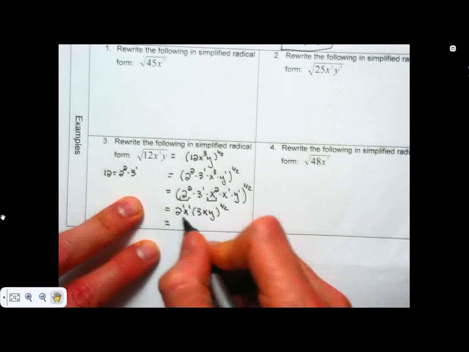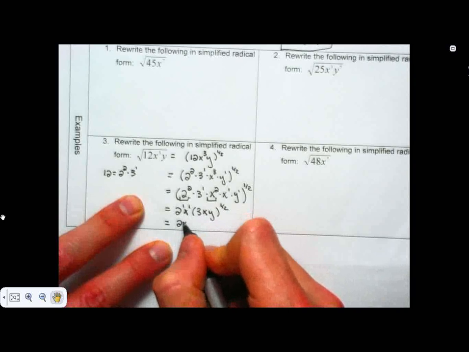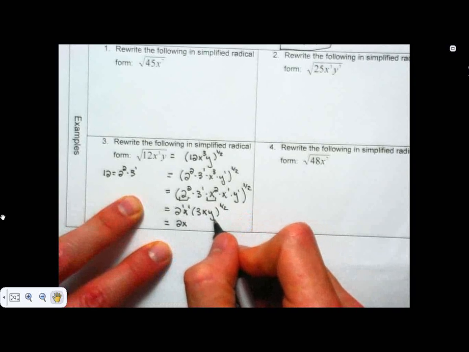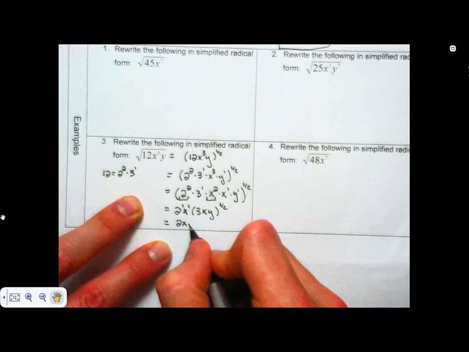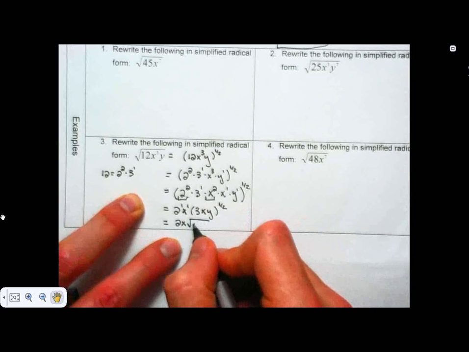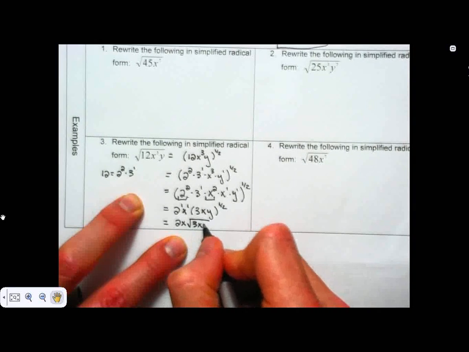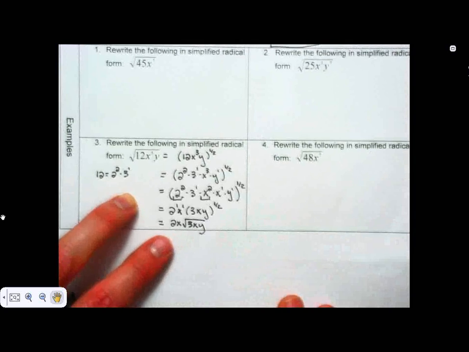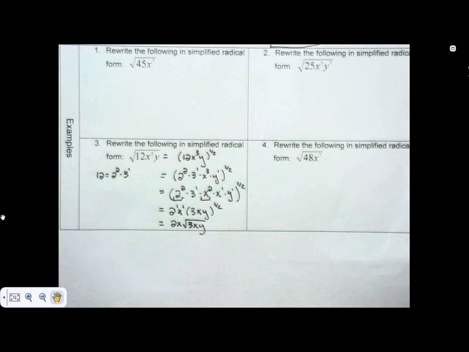And then the final step is just to turn my half power back into a square root. So I'm left with 2x times the square root of 3xy. And that's it.